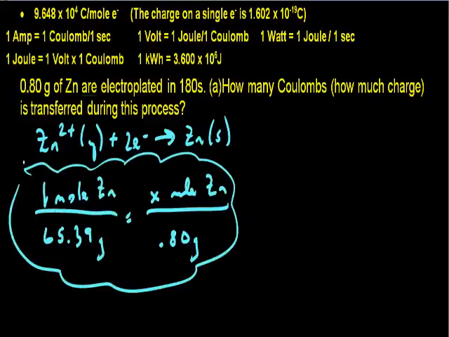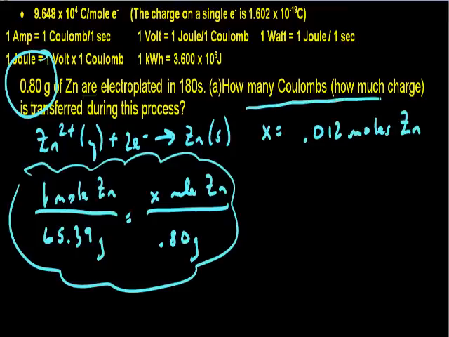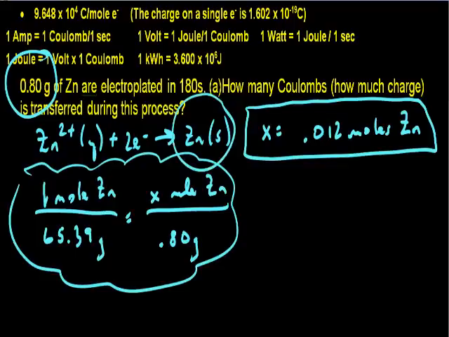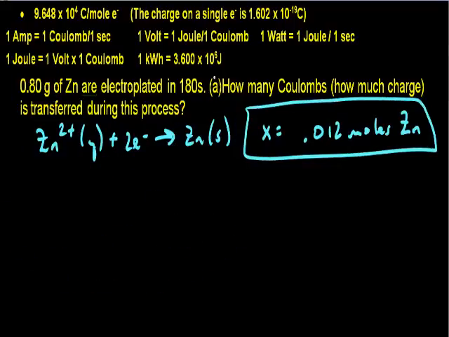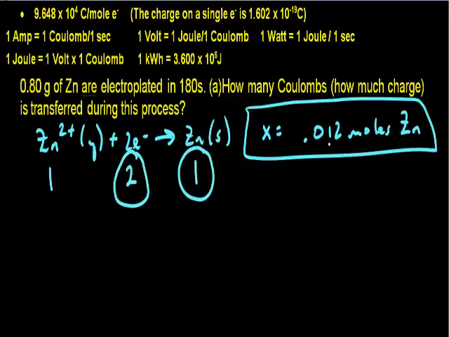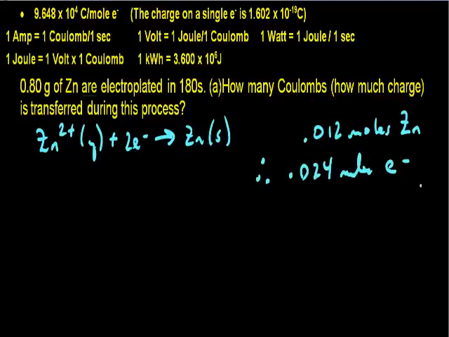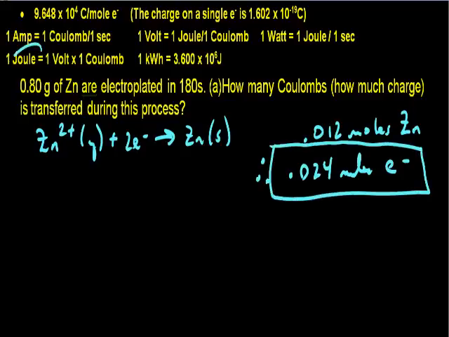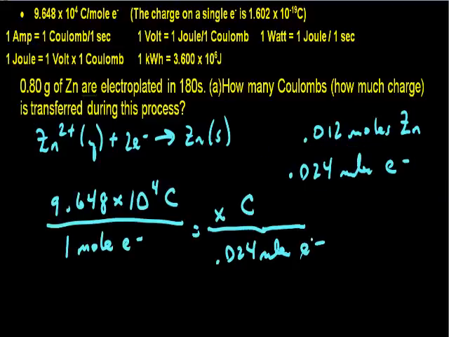We can use a proportion to solve for how many moles of zinc are getting deposited in our problem. Solving for x gives us 0.012 moles of elemental zinc being deposited during this process. In our balanced equation, again, for 1 aqueous zinc ion, 2 moles of electrons are transferred to create 1 mole of zinc. Therefore, the amount of electrons being transferred is double the number of moles of solid zinc being deposited. If we take the number of moles of zinc times 2, that'll give us how many moles of electrons have been transferred. Therefore, 0.024 moles of electrons got transferred during the process of depositing these 0.80 grams of zinc.